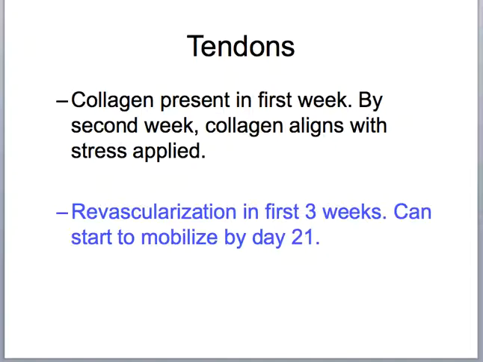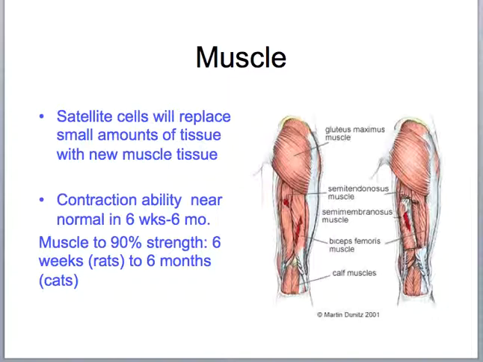We're talking about muscle. It's characteristic that it has satellite cells, which replace small amounts of tissue with new muscle tissue. So if we have small tears or micro tears in the muscle, which most people will get after a workout or strenuous lifting, that can repair with muscle tissue. However, if you have a larger tear, that will not repair with muscle tissue and it'll have scar tissue.